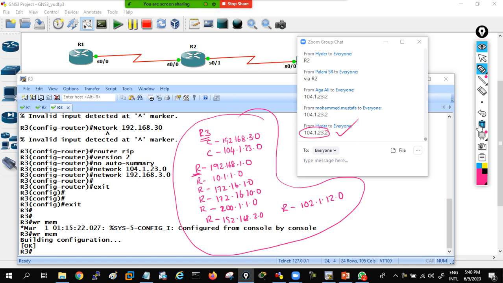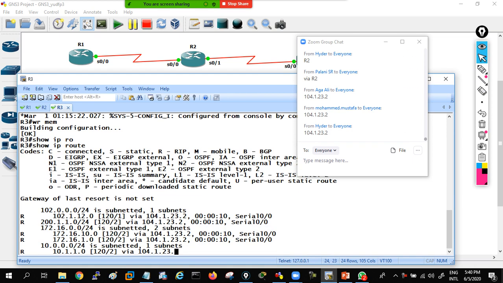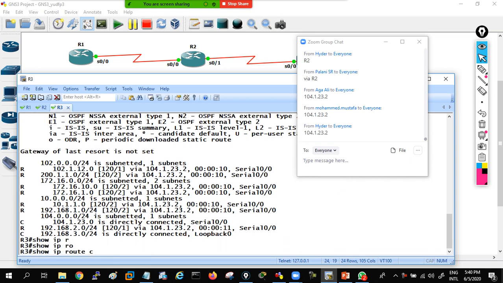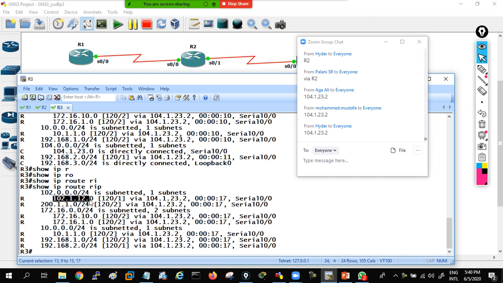Okay, let's go and see it. Are you ready? Can we go and see it? Everybody, type it there: show ip route. If I type show ip route rip, I can see all my RIP routes. It will show you 102.1.12 via R2 and 200.1.1.2 via R2.